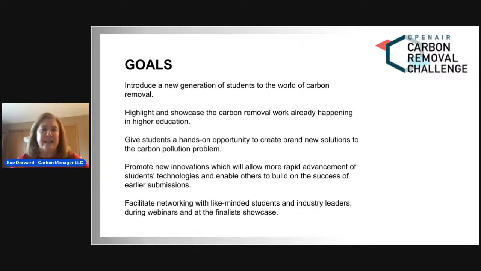They, of course, are having a hands-on opportunity to build something and innovate, which is exciting, and all part of the educational process, right? So we're enhancing that. Promoting innovation and enabling them to build on the success of earlier submissions. We've had a couple of teams that have submitted projects to both of the past 2 years, so they're continuing to work on these projects from year to year, which is exciting to see.